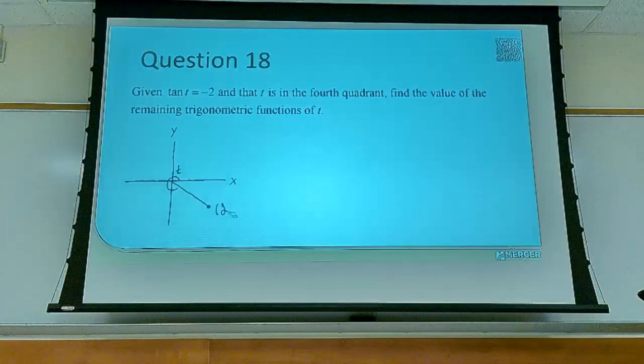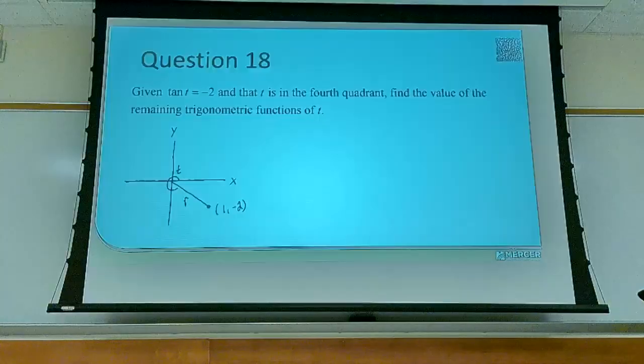Oh, actually, I messed that up. Tangent's not x over y, it's y over x. So it'd be 1, -2. We don't know what r is, but we can find it. So you took -2 and put a 1 under it, and then it's y over that. You could put that.